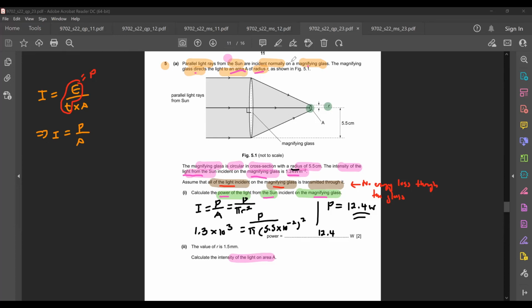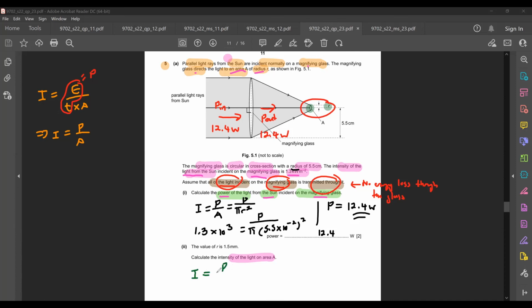They already mentioned in the first place, assume that all light incident on the magnifying glass is transmitted through it. What this means is that if you had a power of 12.4 watts through your magnifying glass, let's say this is your power in, you would have the same power out. Your power out would also be 12.4 watts. That's what the statement means. So that 12.4 watts of light energy will now be incident on this smaller area. So they want the new intensity. This one is pretty straightforward.